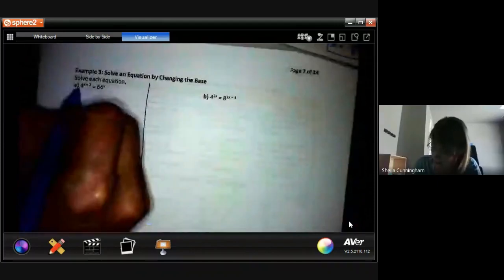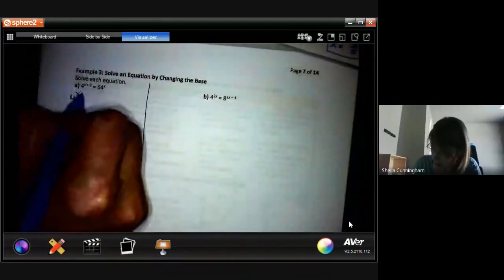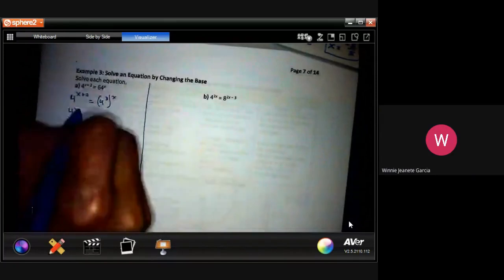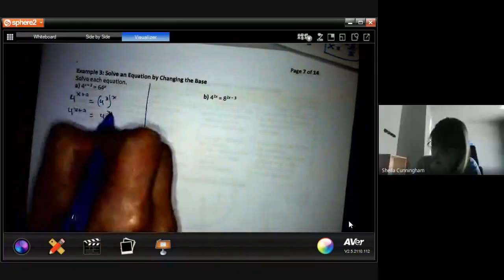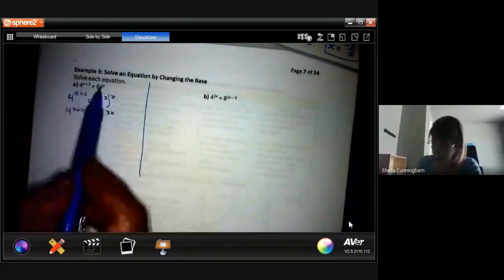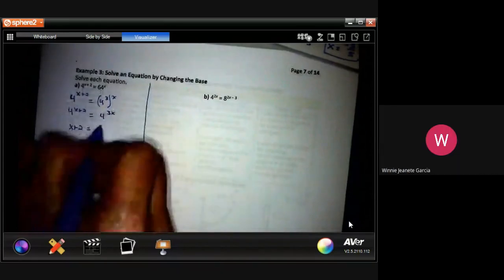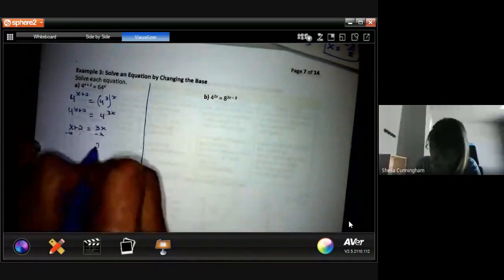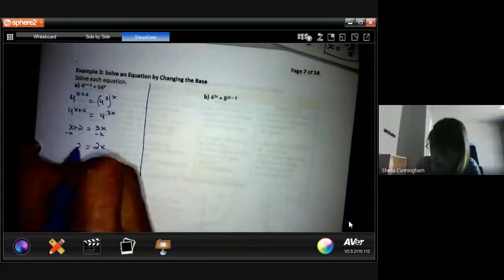If I stuck with the same base of just using 4, the 64 is the equivalent of 4 to the power of 3, to the power of x. I was able to get the same bases really quickly because I only had to break one number down, not both. Then I can take my powers, set them equal to each other, solve for x, and I find out that x equals 1.